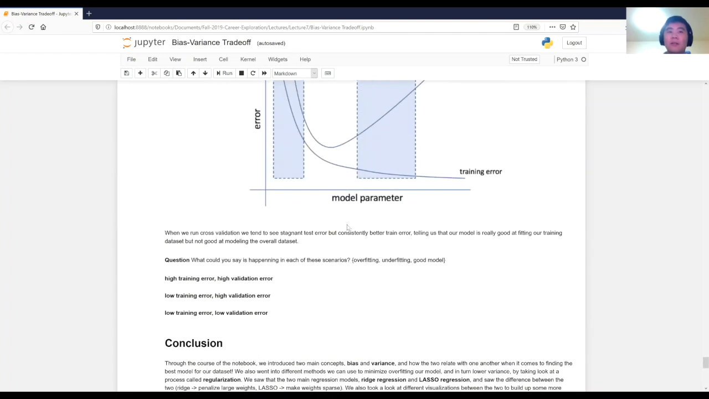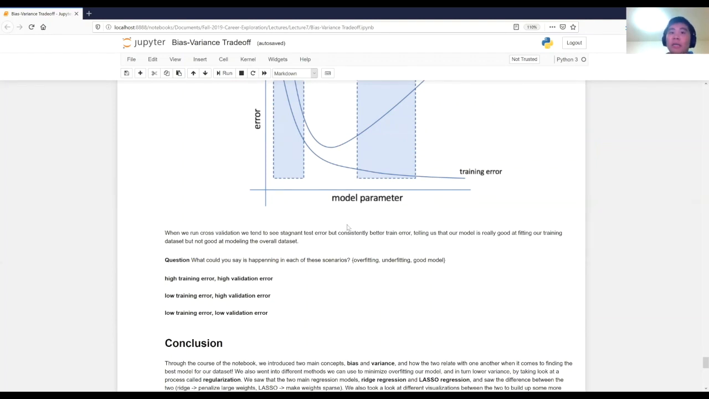And then finally, I'm going to go through some scenarios with different amounts of training error and test error, or validation error, I should say. So if I have high training error and high validation error, what would my model be like? Well, then my model would likely have high bias. The overall structure of my model is not correct. It's either the wrong idea or it's not complex enough to fit my data.